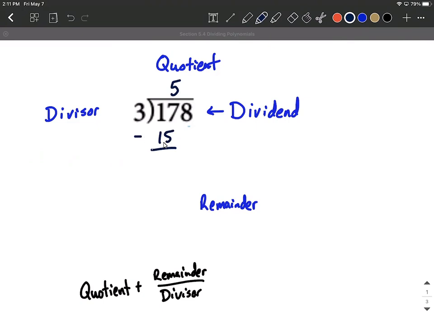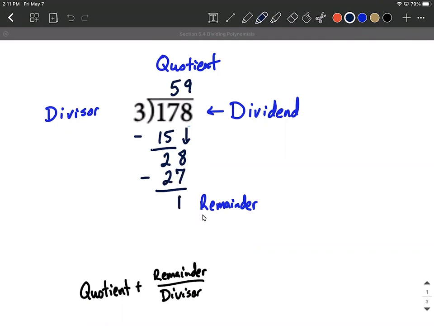Then remember our process says we're going to subtract down. So 17 minus 15 is going to leave us with 2. Then we bring down the next digit. So the 8 comes down and we're looking at 28. And we think to ourselves, 3 times what gets us as close to 28 as possible. So 3 times 9 is going to make 27. We multiply. And then remember, we always subtract down. So 28 minus 27 is going to leave us with 1.